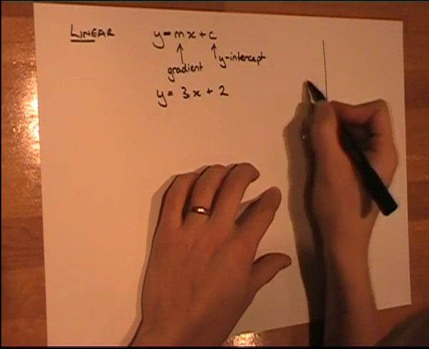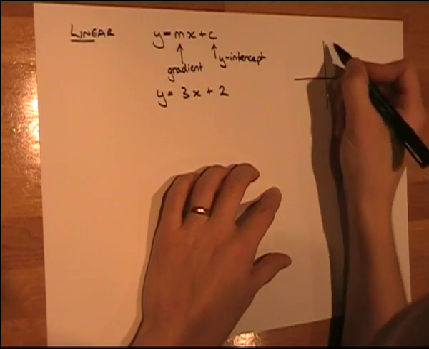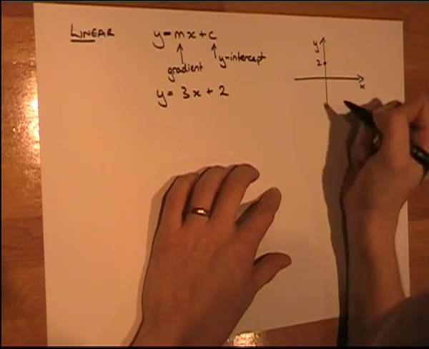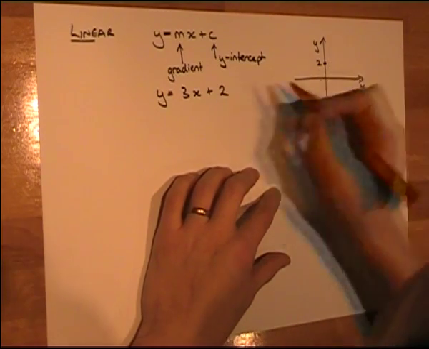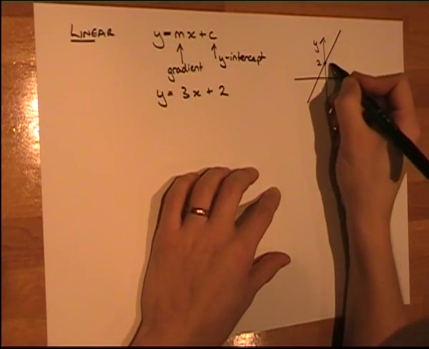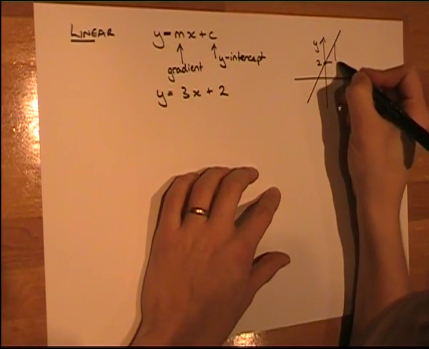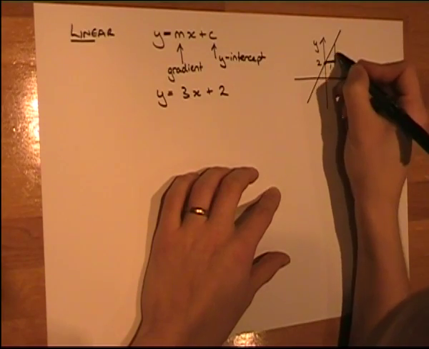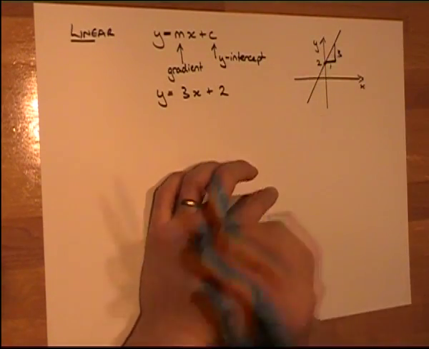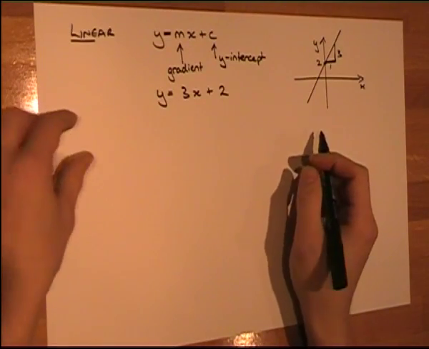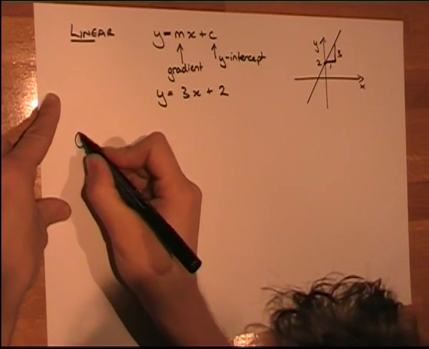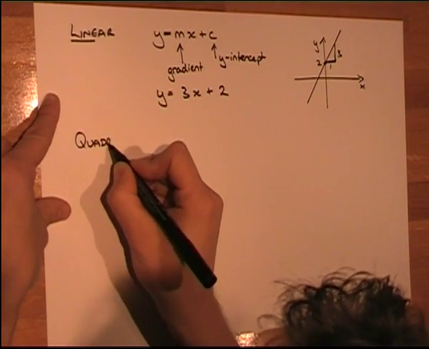So if I have a set of axes here, x and y, then there's my intercept on the y-axis, and there's my line, which tells me every one across I go, up 3. That's from the definition of the gradient being the rise over the run. So you should know a bit about that already. And now we're going to move on and look at quadratics.